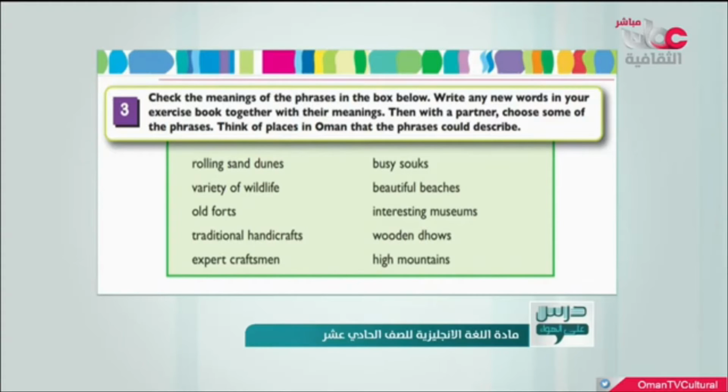Move to task number 3 of the course book. Here we have some different phrases that reflect how to make or create tourism. Check the meanings of the phrases in the box below. Rolling sand dunes. As you can see, what is the meaning of rolling sand dunes? If I give you an example, you could find the meaning by yourself. Like, for example, Wahiba sands or Sinaw sands. Here we have an activity related to deserts, interesting activities in sands. And it is found here in Oman, in Sinaw and Wahiba sands.